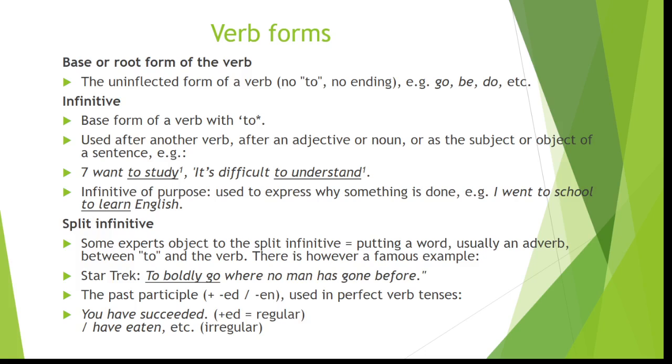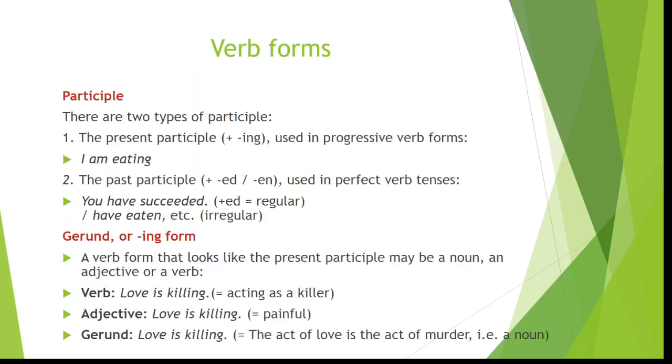The past participle, plus -ed or -n, used in perfect verb tenses. You have succeeded: plus -ed equals regular. I have eaten, etc.: irregular. Verb forms. Participle. There are 2 types of participle. 1. The present participle, plus -ing, used in progressive verb forms. I am eating. 2. The past participle, plus -ed or -n, used in perfect verb tenses. You have succeeded: regular. I have eaten, etc.: irregular.